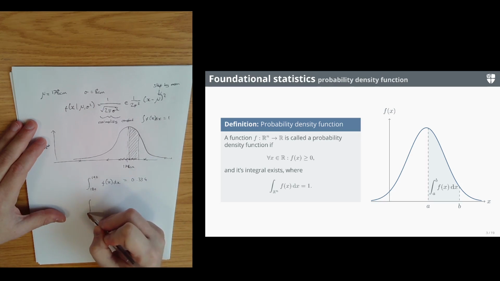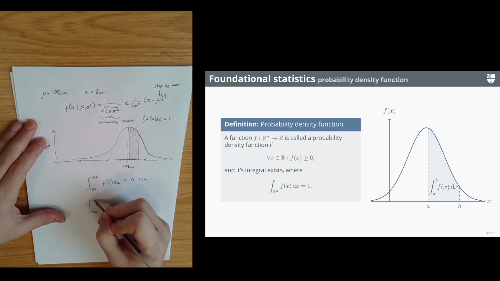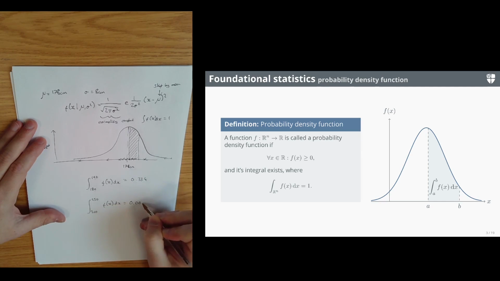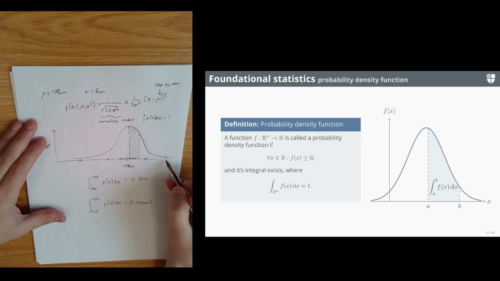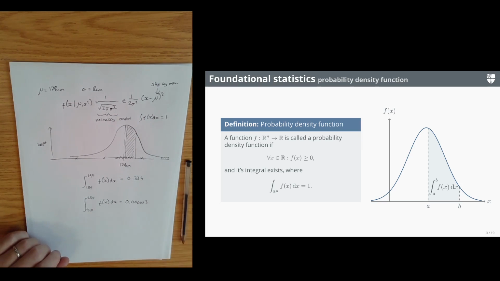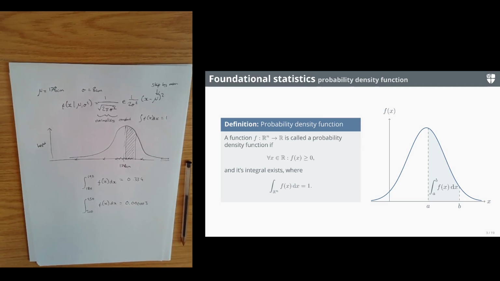You can just plug that into Desmos if you want to see it. You write the integral from 210 to 250 of f of x dx, and that would give you something like 0.000003. It's very, very, very unlikely that you would find someone this tall if it's modeled by a normal distribution. So let's just switch back now.